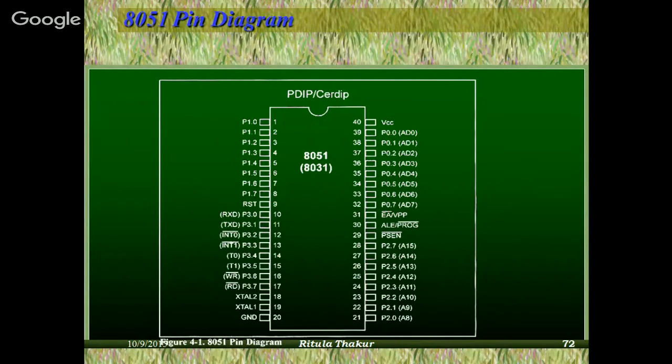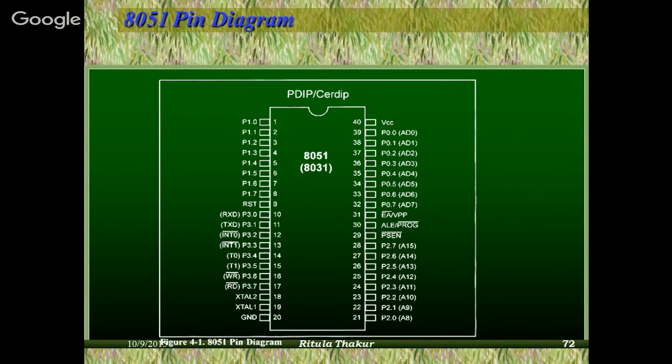using any external memory. Then you do not need to ground it, you can leave it unconnected. But pin number 31, in case you are not using any external memory, you cannot leave it unconnected. You have to connect it to VCC. This is a practical thing which you must keep in mind whenever you are working on a microcontroller.